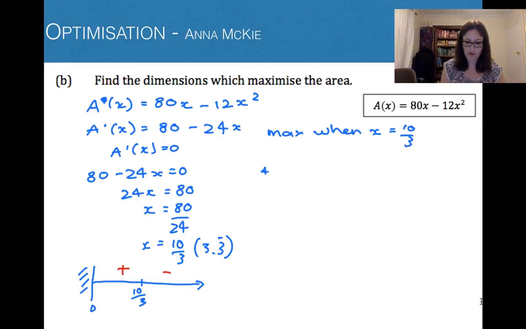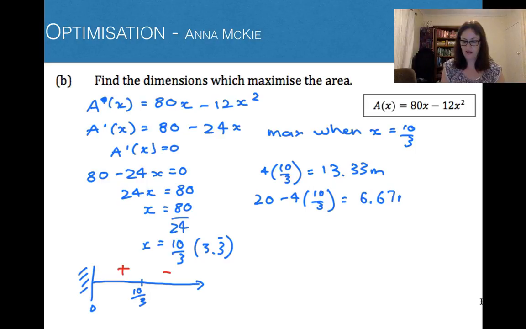So one of them was 4x. So where you see an x, you put in a 10 on 3. Now it's fine to round. The second measurement was 20 take 4x, and working that out to be 6.6, rounding to 7. And the hypotenuse, we've got 2 root 2x, which simplifies down to 9.43 meters.